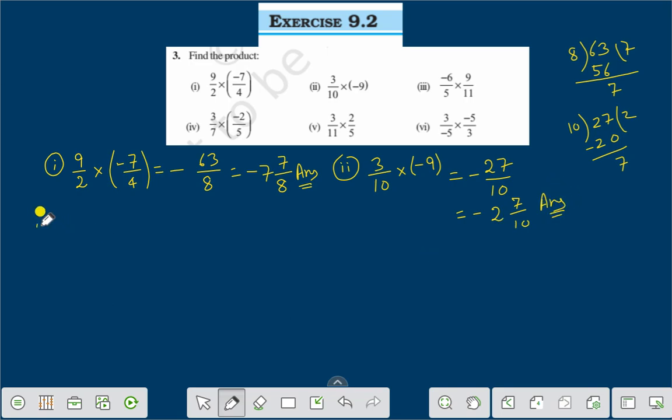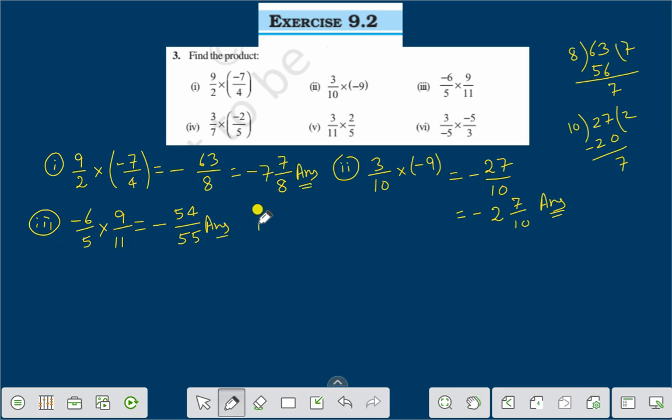Question number 3 here is minus 6 by 5 multiply 9 by 11. Here plus into minus is minus. 6 9 is 54, and 5 11 is 55. That is, we are getting minus 54 by 55. This is the answer of question number 3.